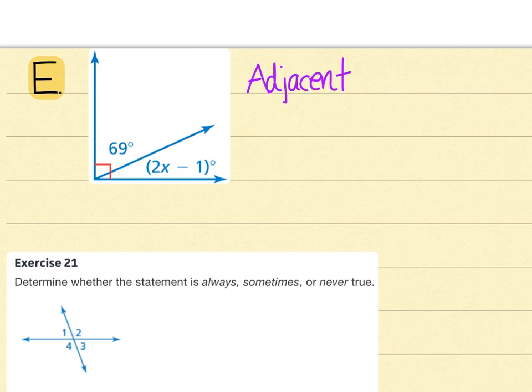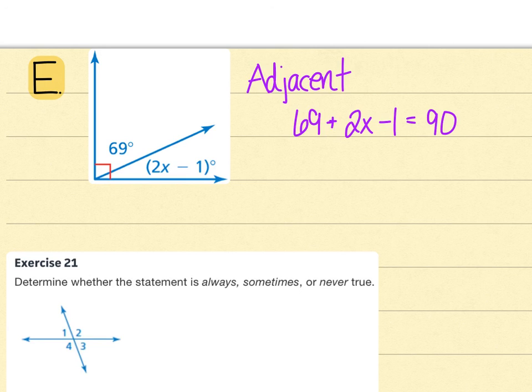And again, together they are forming a 90-degree angle. So the fact that they're adjacent means they're just right next to each other, but the fact that that's a right angle that they both form means that together they will add up to 90 degrees. So 69 plus 2x minus 1 adds up to 90 degrees.